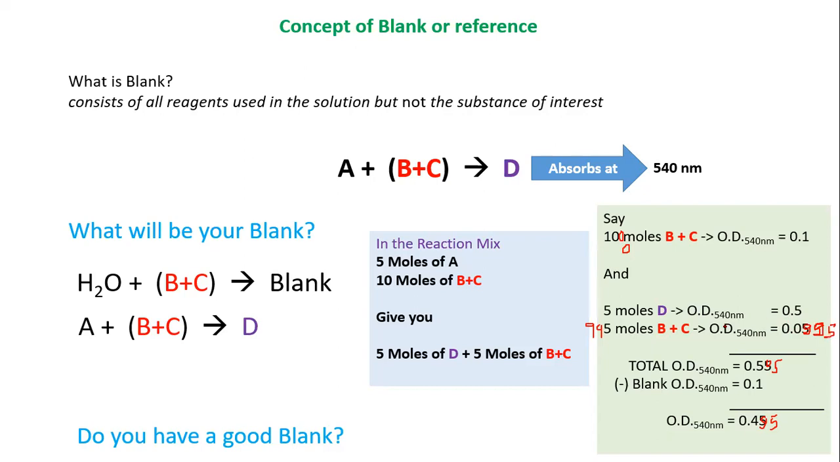0.0995 will get added into the absorption of D, and now the absorbance will be 0.5995, right? Out of which I am negating 0.1, that is the absorption due to 1000 moles of B plus C. So what will I get? The resultant value will be 0.4995. Is it still nearer to 0.5? Are you getting the point?